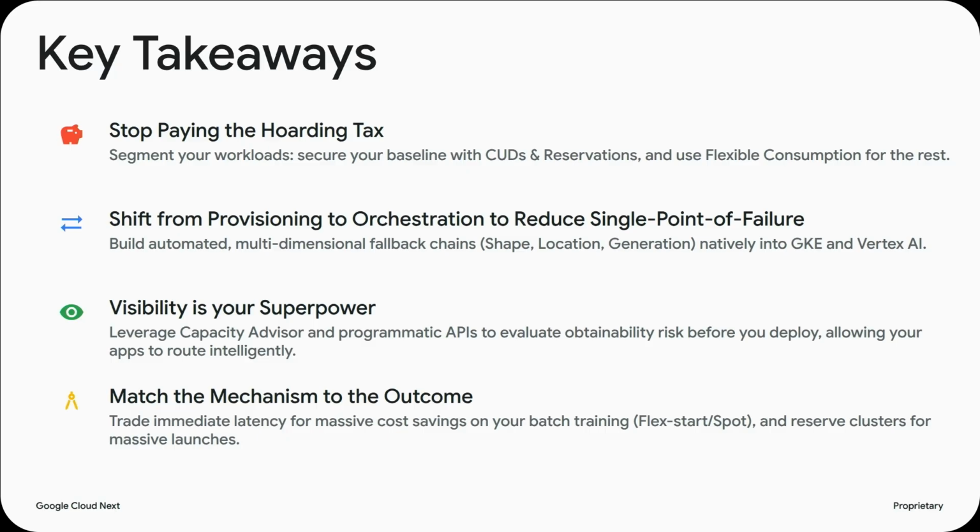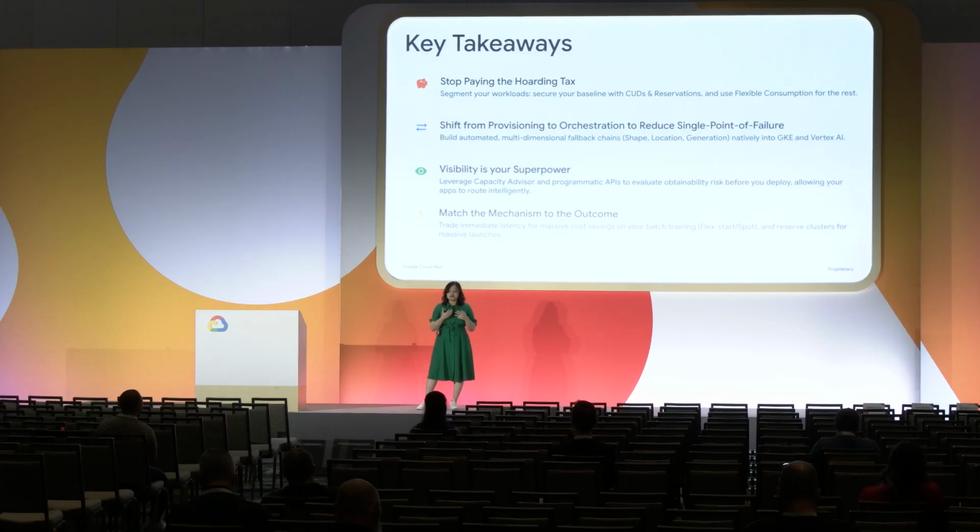Visibility is your superpower, so leverage intelligence provided by the capacity advisor to make smart choices on where to deploy your workloads. And finally, match the mechanism to the outcome. So reserve your clusters for massive launches, but trade immediate latency for cost savings for your batch training using FlexStart and Spot.